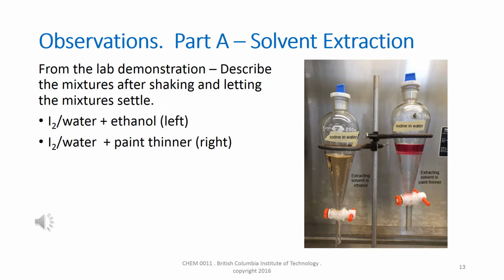In the separatory funnel on the right, paint thinner and water are immiscible. The dark color is observed in the top layer of paint thinner, and water appears to be colorless. This shows the solvent extraction has occurred because the iodine has a larger solubility in paint thinner than water. In a lab, you would also do more than one extraction with fresh solvent to ensure you have removed all the iodine present.